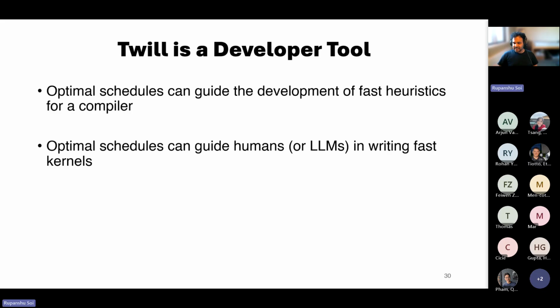And also, if you're just writing kernels by hand, or your agent is writing kernels, it's really helpful to have as reference an optimal schedule so that you don't have to look at a given schedule and stare at it to convince yourself whether there's something better that's possible.